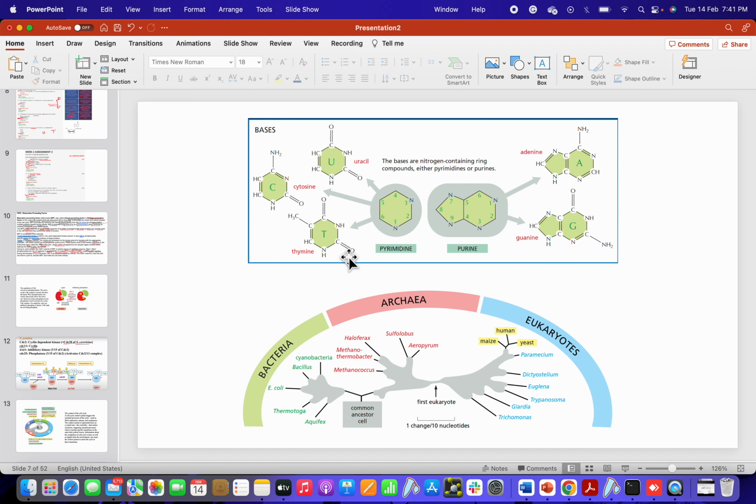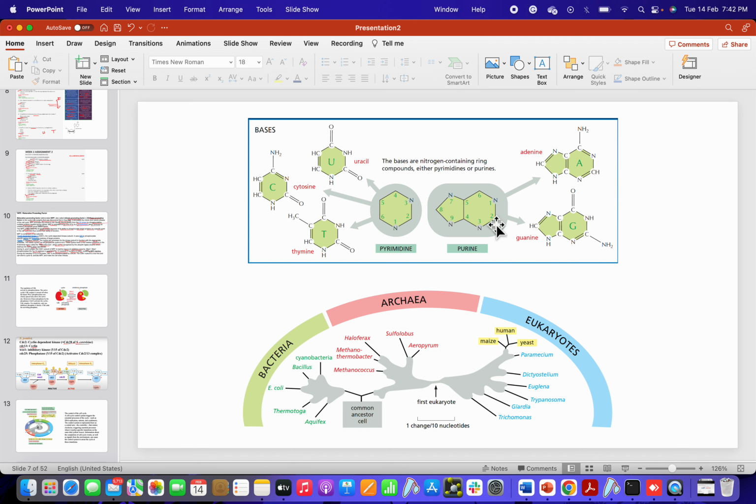So this is thymine. In the case of cytosine, it is 2 keto, 4 amino pyrimidine. Another nitrogenous base is uracil, whose structure is the same as thymine, but it doesn't have the 5 methyl group. So those are the nitrogen containing ring compounds present in DNA and RNA.